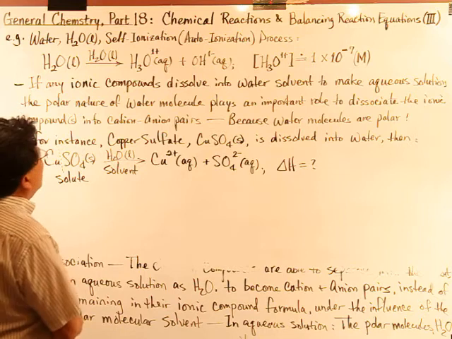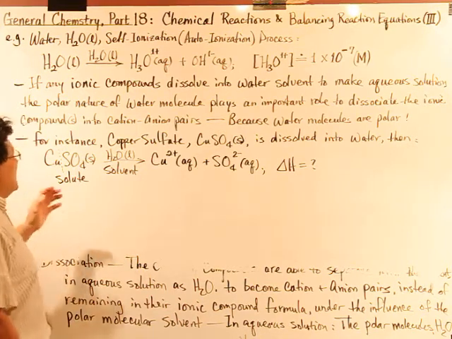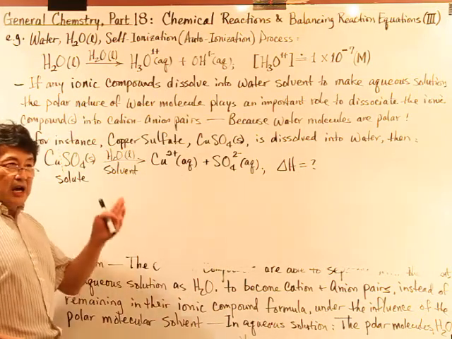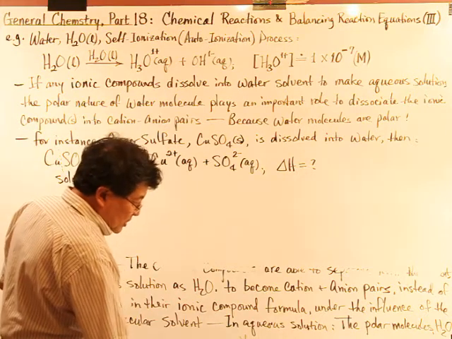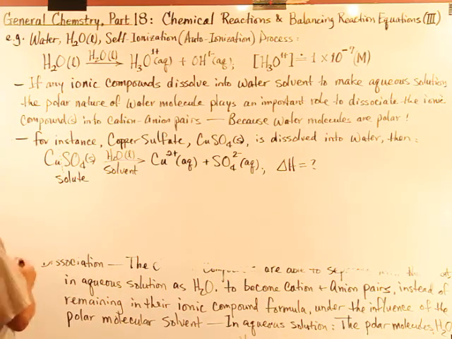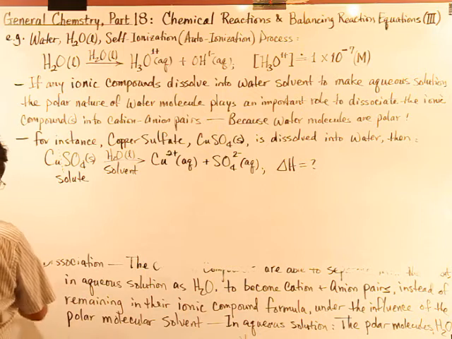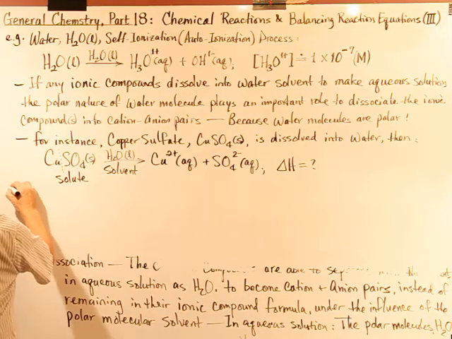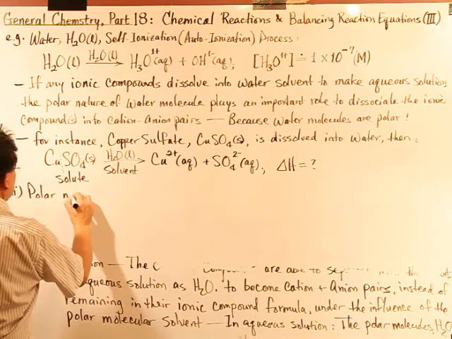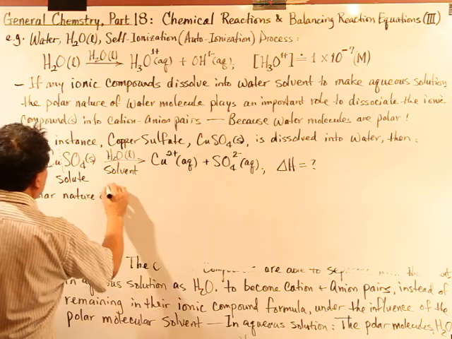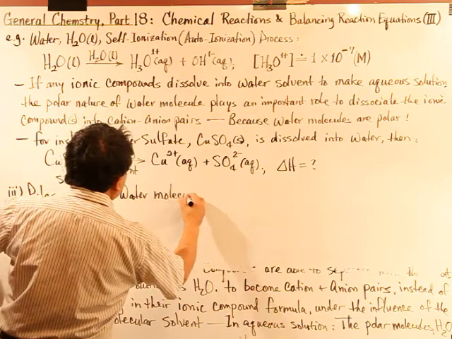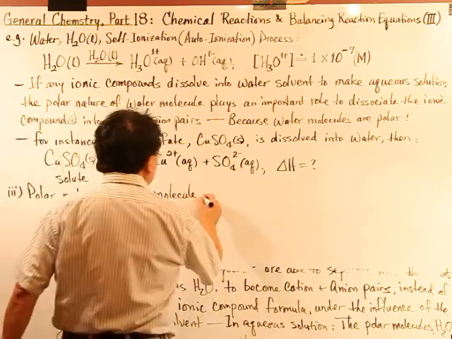Now, in order to understand how water has anything to do with the formation of the cation-anion pair in the aqueous physical state, we need to understand the polar nature of the water molecule. That's number 3: polar nature of water molecule. Now why do we have to study this?